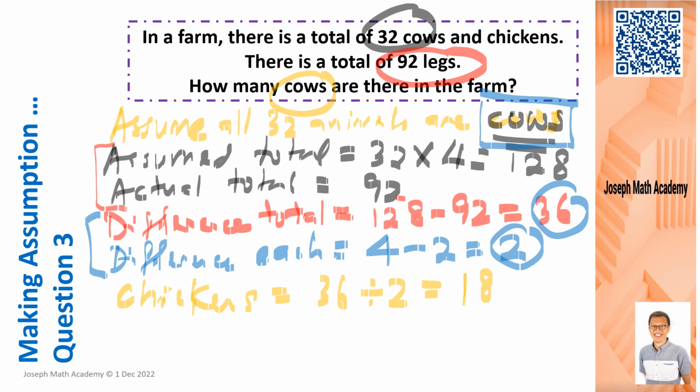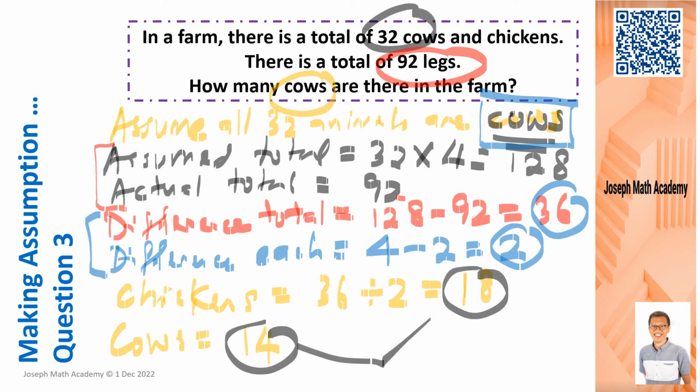Okay. So is it true that there are 18 chickens? If we recall from our previous slide, there are 18 chickens and there are 14 cows. So these two values should add up to give you 32 animals. So it's correct.